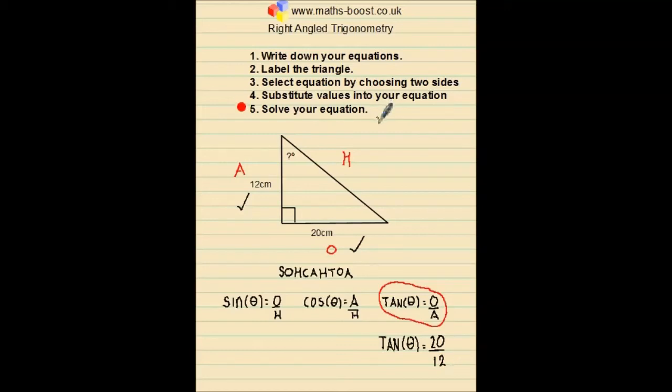The last step is to solve the equation. And again, I'm not going to explain in great detail here. If you're not sure, have a look at my other YouTube video. But because this is an unknown angle, we reach for the calculator and press the Shift Tan button, enter our value there, and we'll find that theta, the unknown angle, is equal to 59 degrees. And we're done.